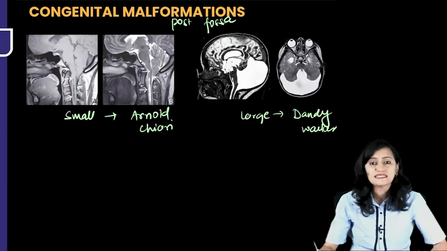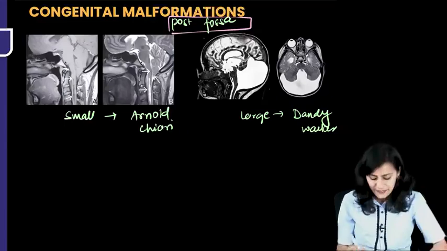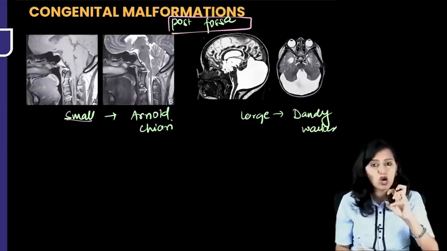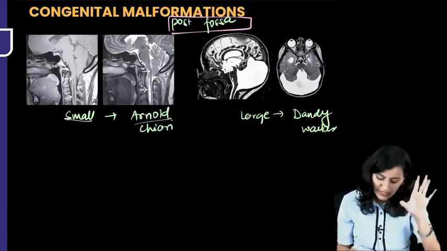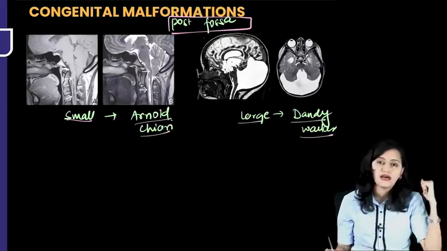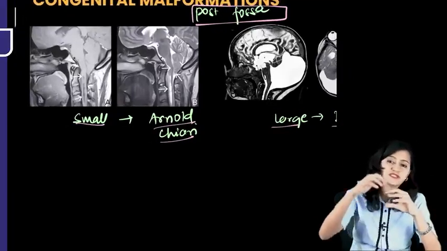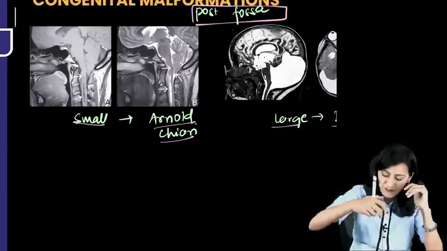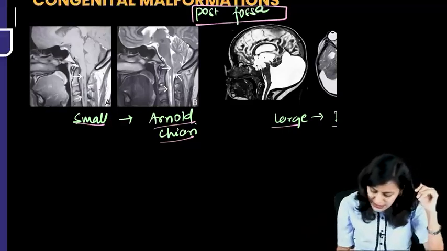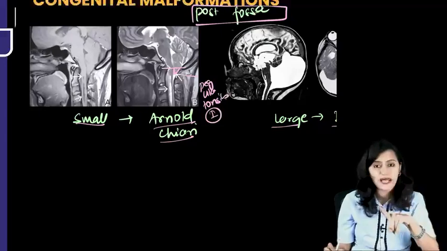Now coming to congenital malformations. First one, the posterior fossa malformations. When the posterior fossa is small, it is Arnold-Chiari malformation. Large posterior fossa, Dandy-Walker malformation. In Arnold-Chiari, so because of the small posterior fossa, the posterior fossa contents go down. So what do you see is this herniation of the cerebellar tonsil. This is called as peg-like tonsils. This is the feature of Arnold-Chiari 1.